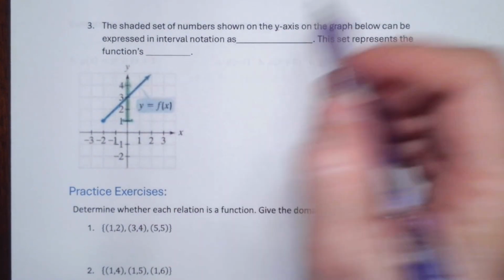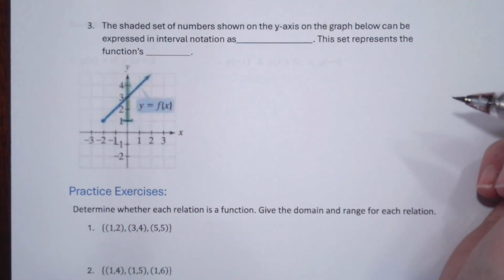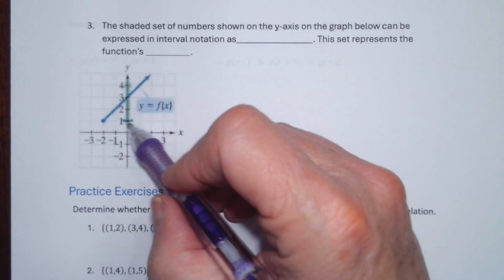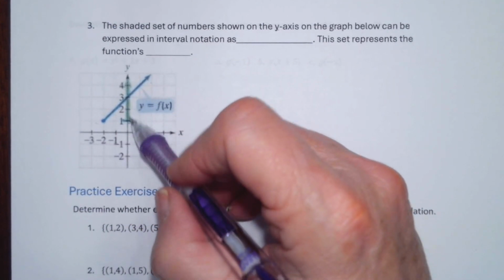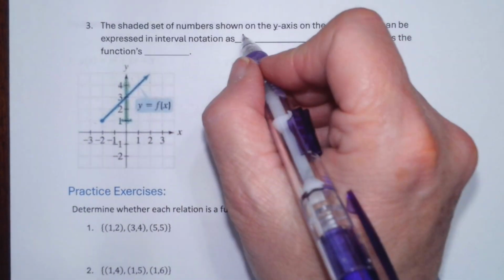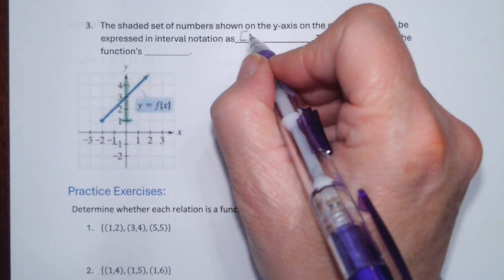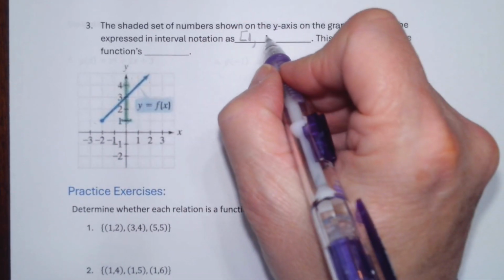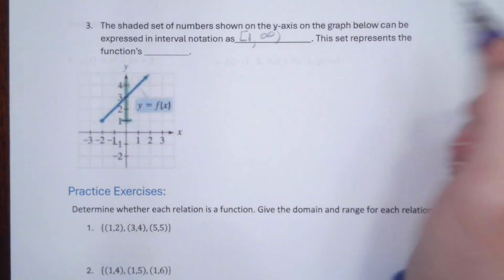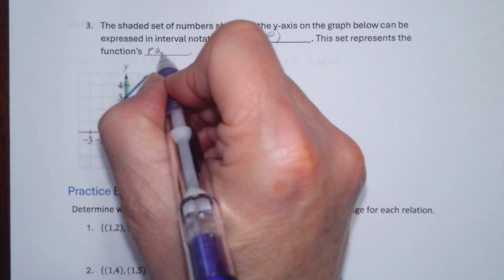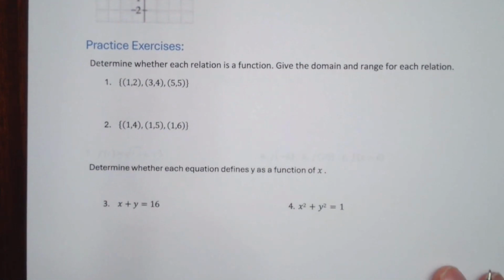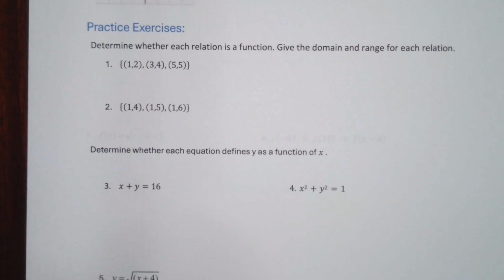It says here the shaded set of numbers shown on the y-axis below can be expressed. And this one has an arrow. So this is closed. Again, we're looking at the y-axis because we're just doing the range here. So this would be closed at 1, and because this is going off to infinity because of the arrow, we would write infinity and then a parenthesis, and this is called the range.